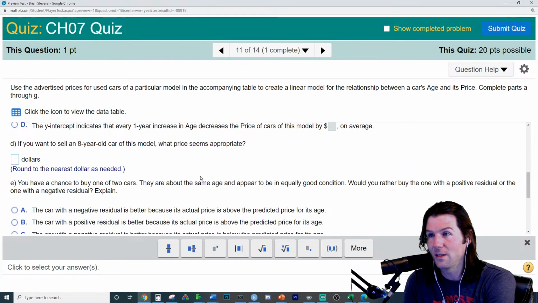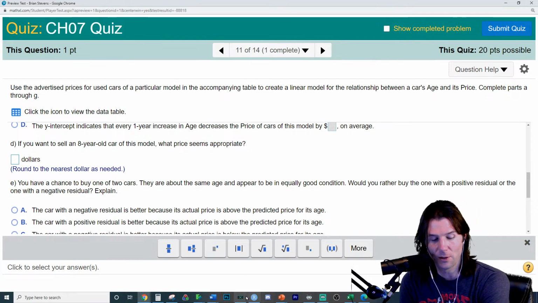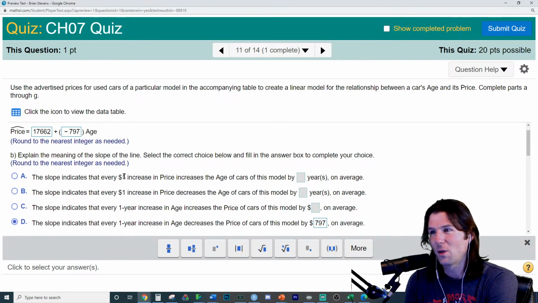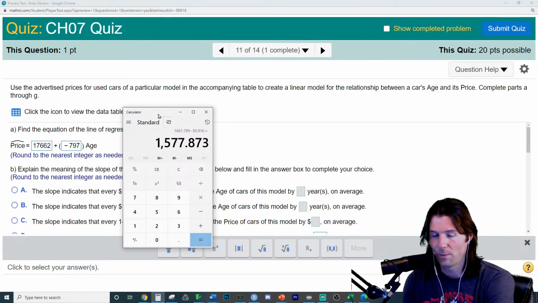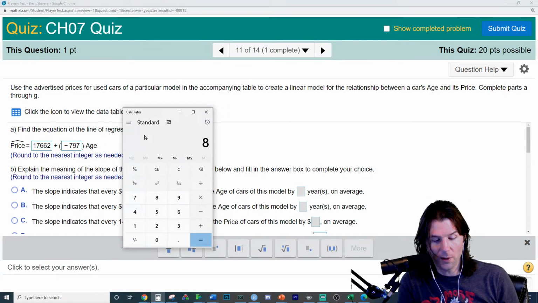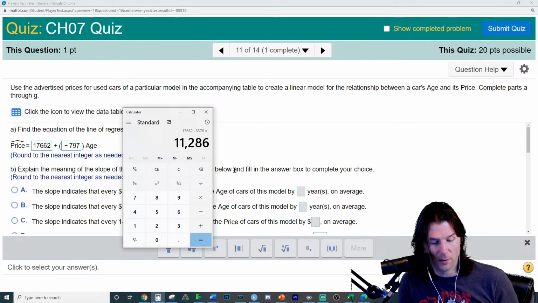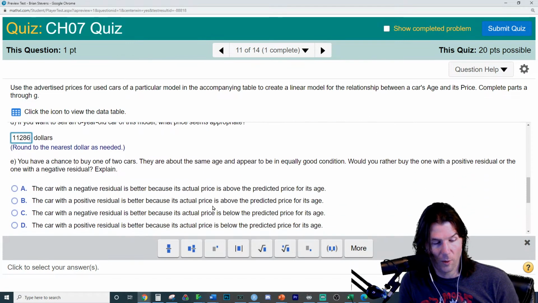If you want to sell an 8-year-old car, what price seems appropriate? This is a trick you can do at jump rather than solving this equation. Let's use the equation because jump might give us too exact of an answer. And I'm going to check to see if jump would do it. We're going to go to an 8-year-old car. We're going to times it by this right here. We're going to not make a typo. There we go. There is the price that the equation would predict. And I'm going to check it here in a moment.